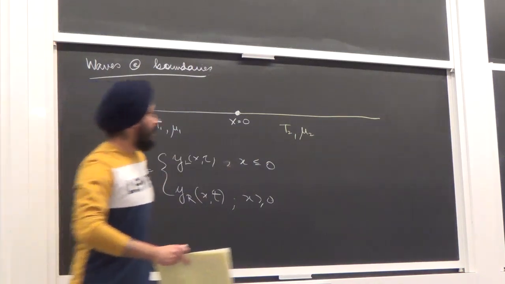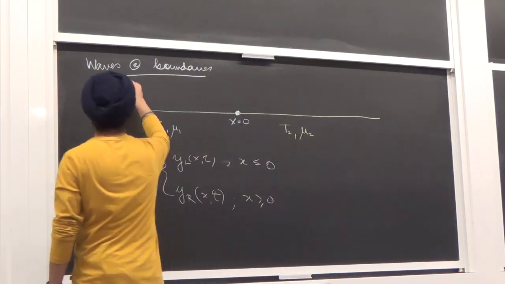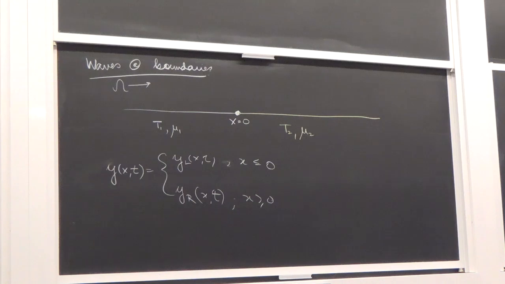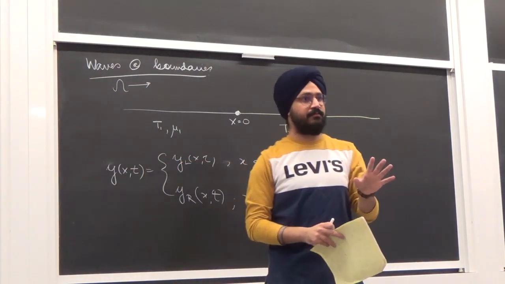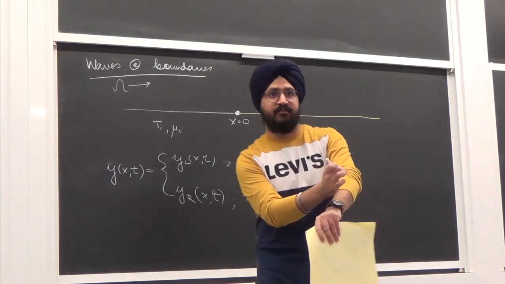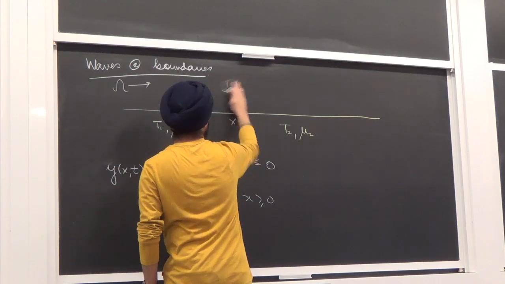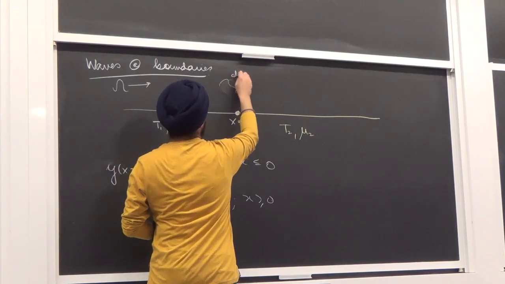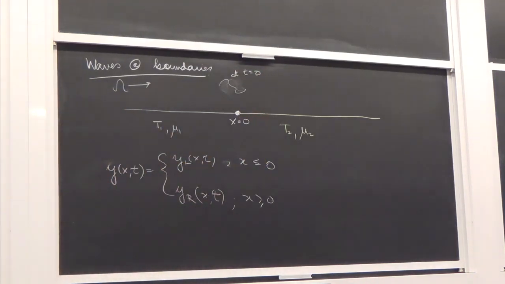Okay. Now what I think about is that I send in a wave from the left-hand side along the string, such that it approximately hits the junction at t equals 0. Okay. I start my stopwatch at the instant this wave roughly hits the junction. Something weird happens. So this is at t equals 0. When it hits the junction, what do you expect?